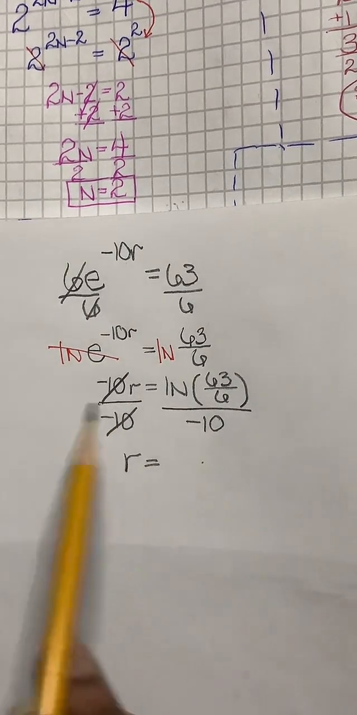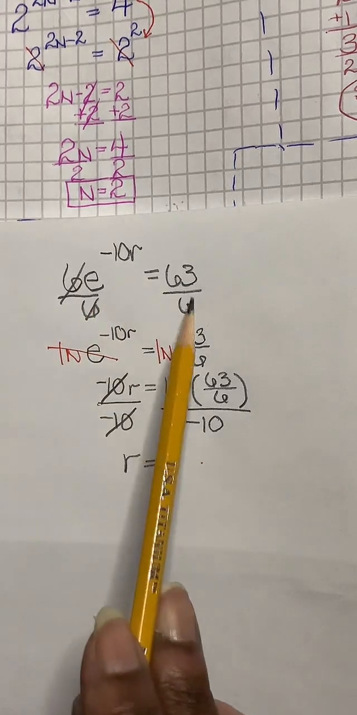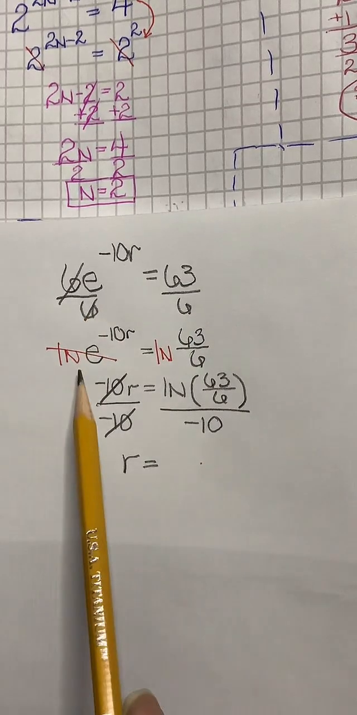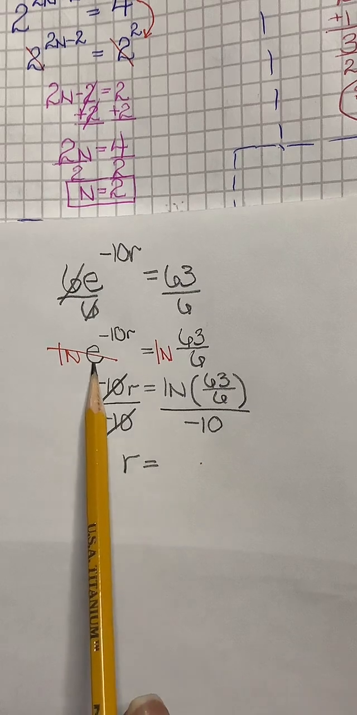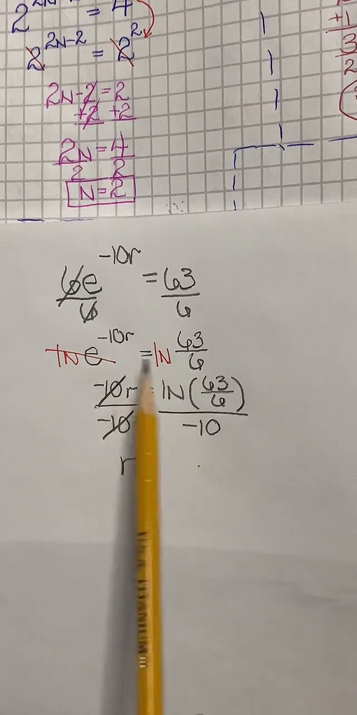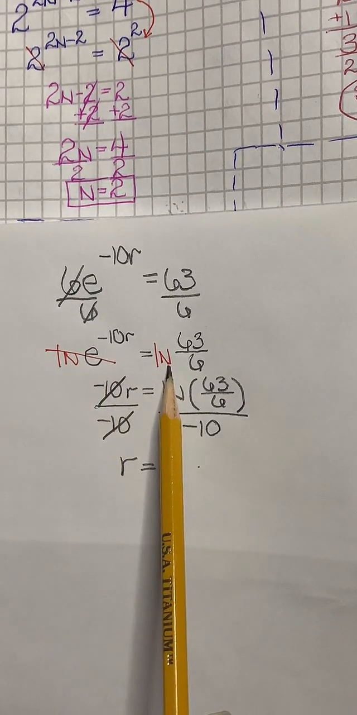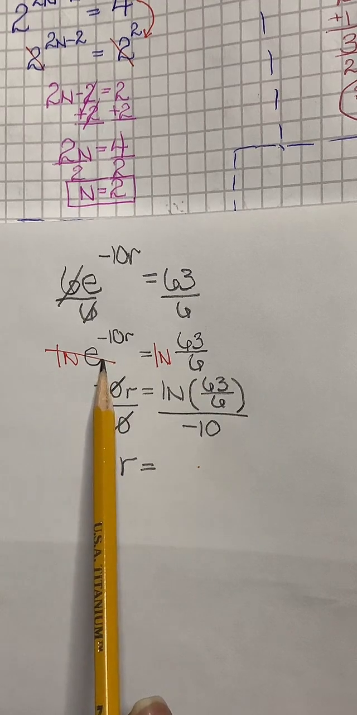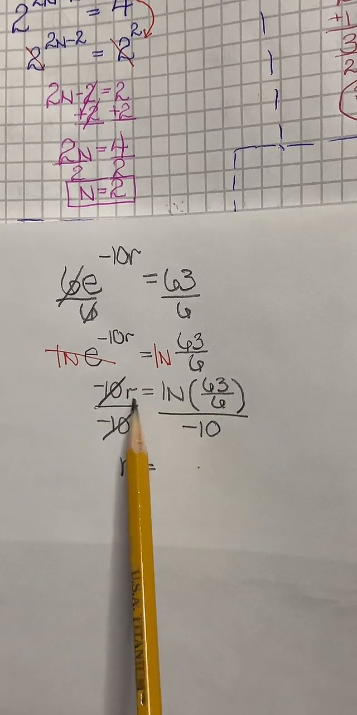All right. So first we want to get e by itself by dividing by 6. But we're not trying to solve for e. We're trying to solve for r. So in order for me to get rid of this e, I had to take the natural log of both sides. Whatever you do on one side, you have to do on the other side. So now the natural log and the e cancel out on the left-hand side, which brings down my negative 10r.